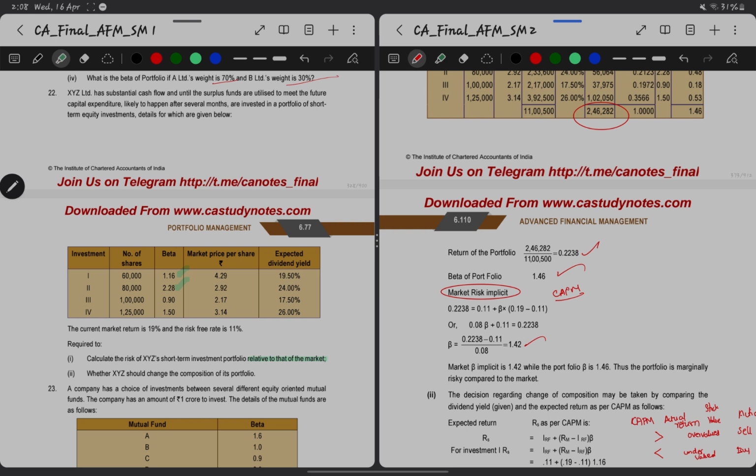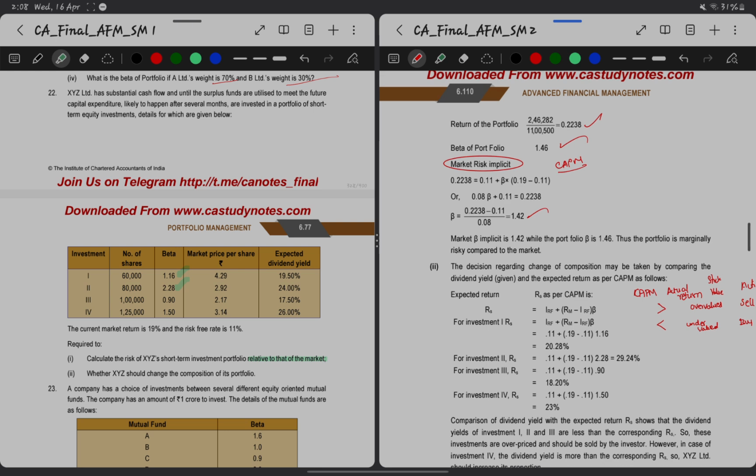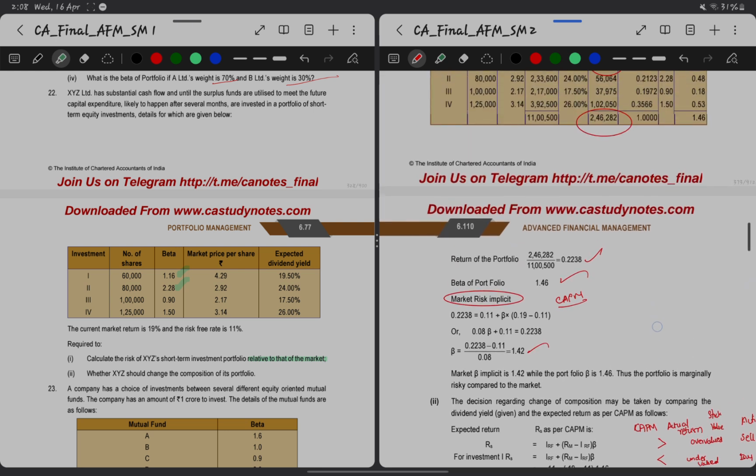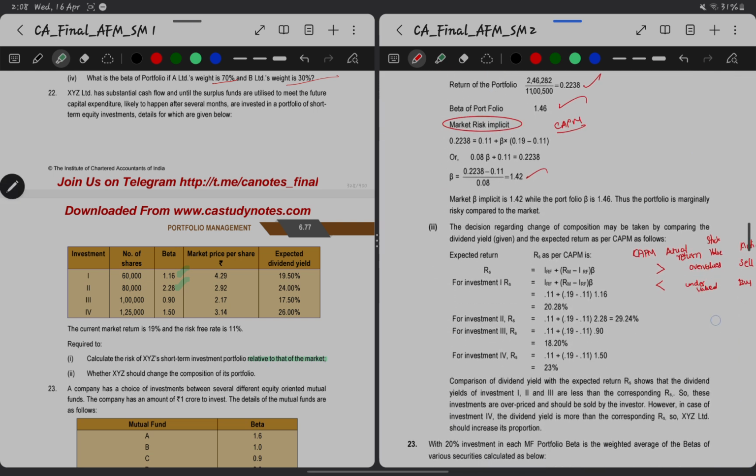Calculate the risk of XYZ short-term investment portfolio relative to that of the market. Now here risk, as I previously told, signifies only the systematic portion, and hence beta is used. Even standard deviation can be used, but there is no relative measure here because we don't know the standard deviation of market return also, and in case of the portfolio, because of diversification, the standard deviation will reduce. So there are many things where we don't have the requirements. Thus beta is the measure which we are taking with the available information.